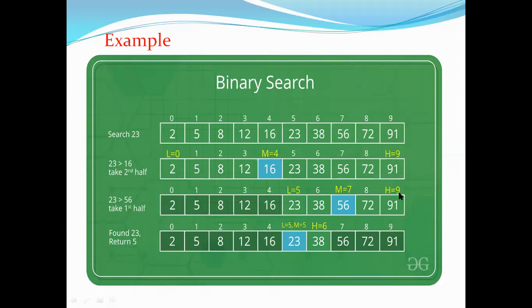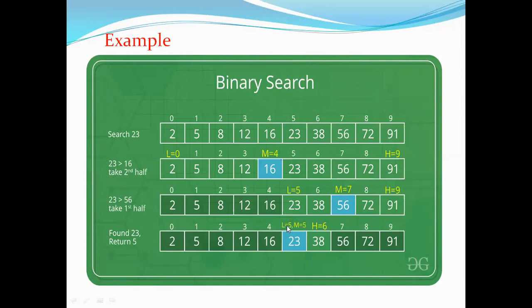High is 9. Again calculate middle: (low plus high) by 2. Low is 5, high is 9. 5 plus 9 is 14, 14 by 2 is 7. Middle is 7, so the 7th position is the middle. Is middle equal to key? No. Key is 23, middle is 56. Is key greater than middle? No. So modify high equal to middle minus 1. Middle is 7, 7 minus 1 is 6. Then high equals 6.